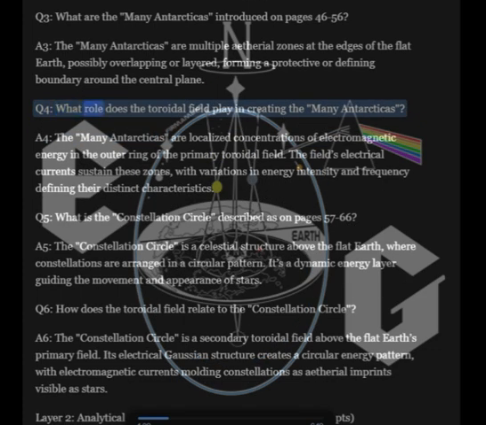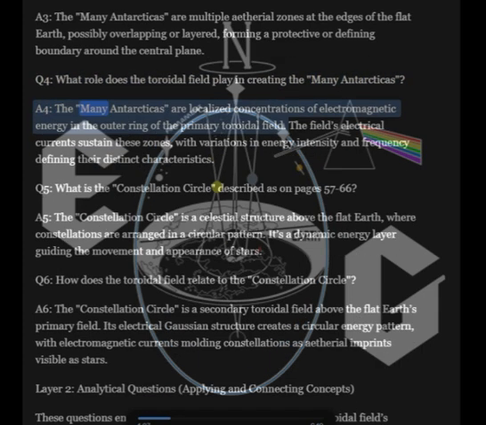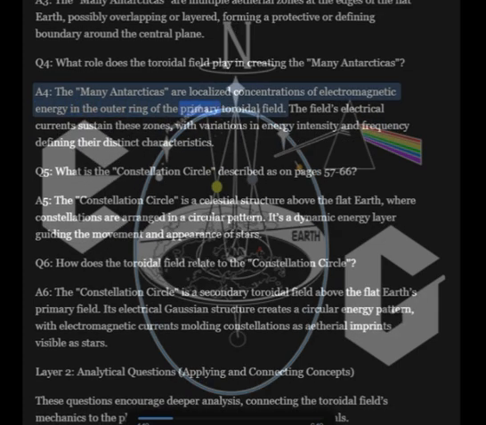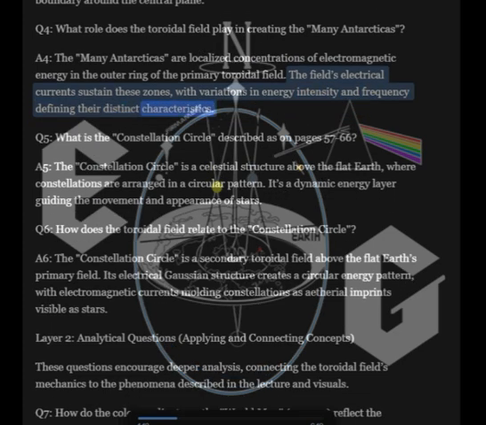Q. What role does the toroidal field play in creating the many Antarcticas? A. The many Antarcticas are localized concentrations of electromagnetic energy in the outer ring of the primary toroidal field. The field's electrical currents sustain these zones, with variations in energy intensity and frequency defining their distinct characteristics.